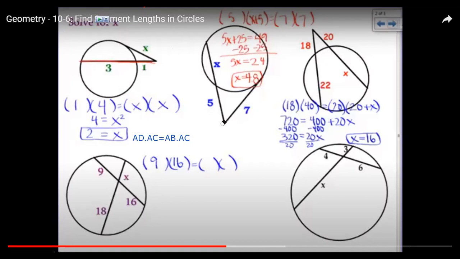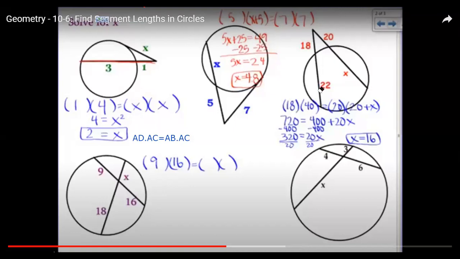Same idea with the next question. This one is tangent. We have to repeat this one 2 times. 7 times 7 equals 5 times 5 plus x. Then 5 times 5 plus x is 5x plus 25 equal 49. We subtract 25 from both sides, then 5x equals 24. We divide by 5 for both, then the value of x equals 4.8.